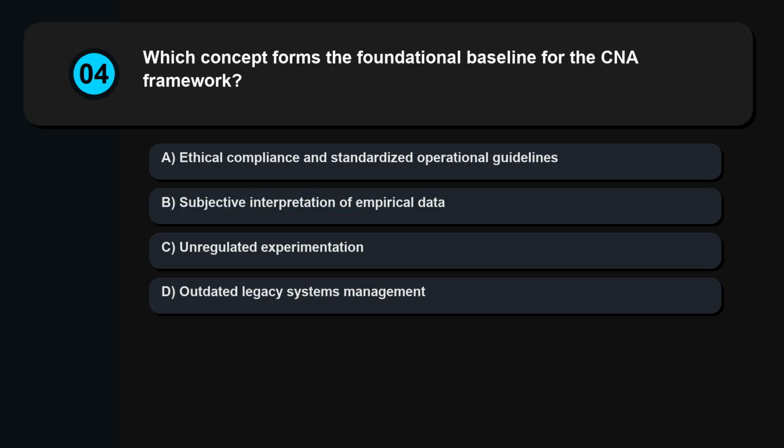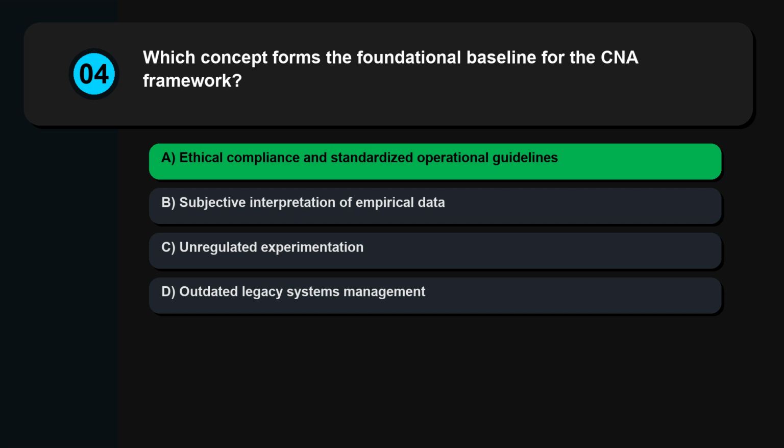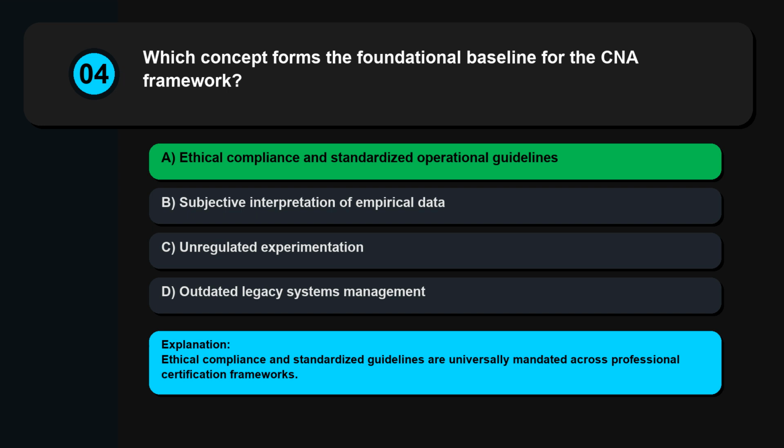Question 4. Which concept forms the foundational baseline for the CNA framework? Ethical compliance and standardized operational guidelines, subjective interpretation of empirical data, unregulated experimentation, outdated legacy systems management. Ethical compliance and standardized guidelines are universally mandated across professional certification frameworks.